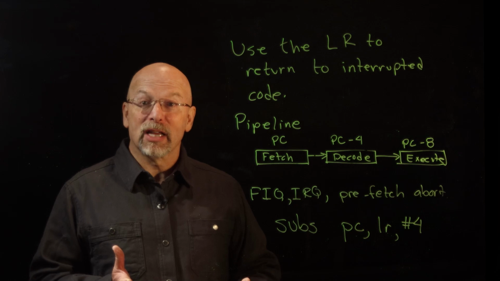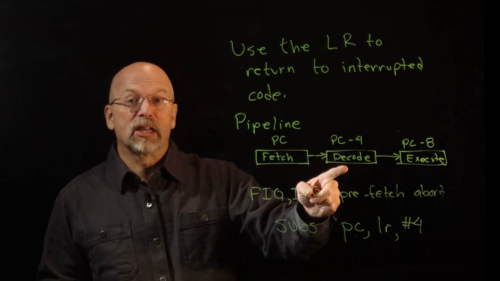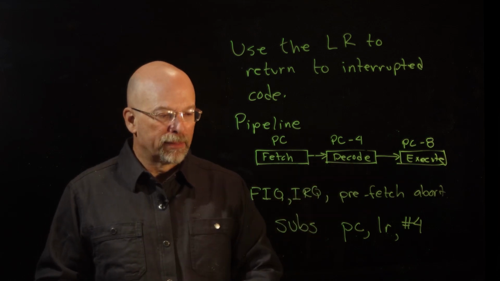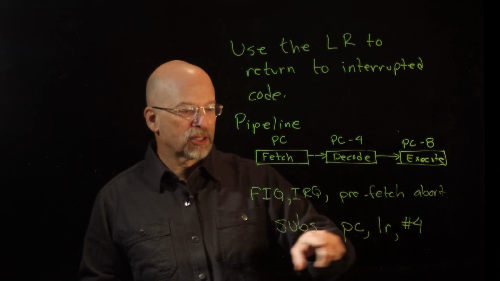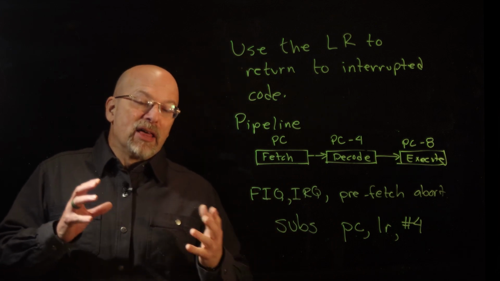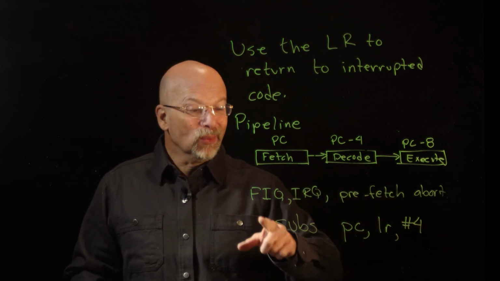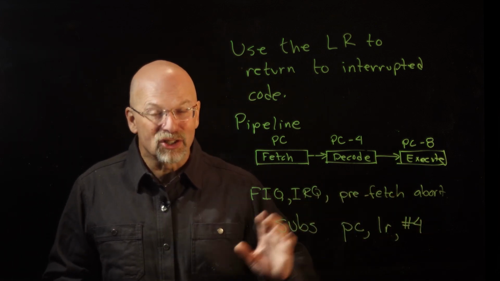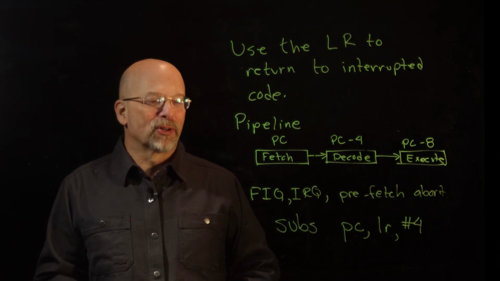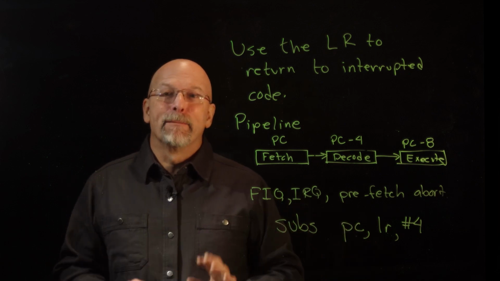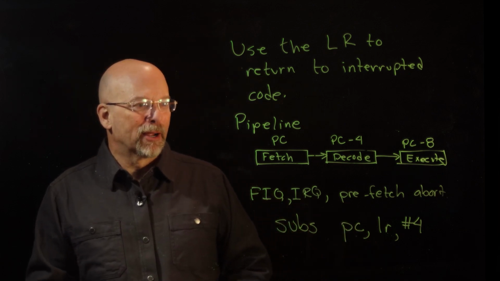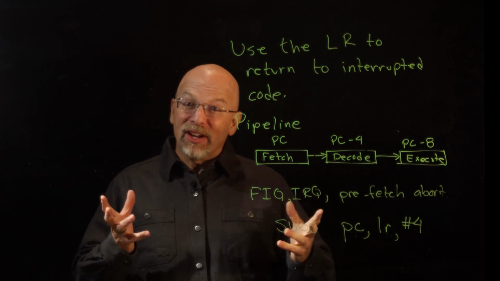Guess what the next instruction to execute is? It's the one that was in the decode stage when we were interrupted. Now, the cool thing about this subs instruction is that the processor knows that the only reason you should be doing this instruction is to return from an interrupt service routine. And so the processor also restores flags, takes care of everything, puts things back the way they were. All right? So there you go.